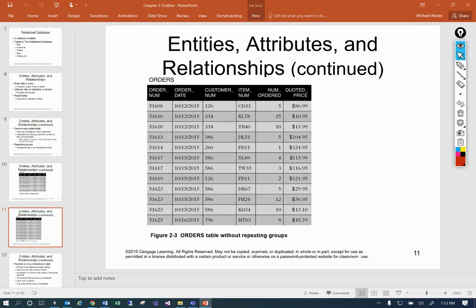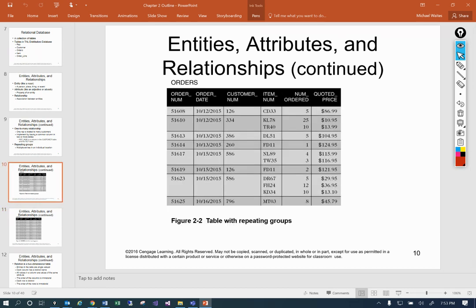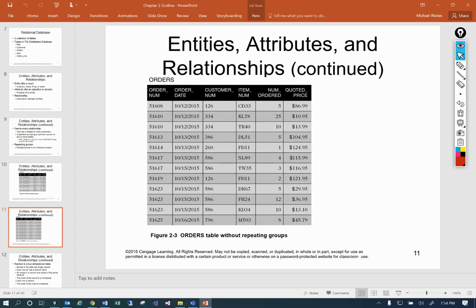Now, we're going to break that out a little bit. Let's go back to what we had here. So we had the KL78 and the TR40 for order number 516010. So here we can see what we've now done is we've taken this data and we've broken it into its own separate rows.